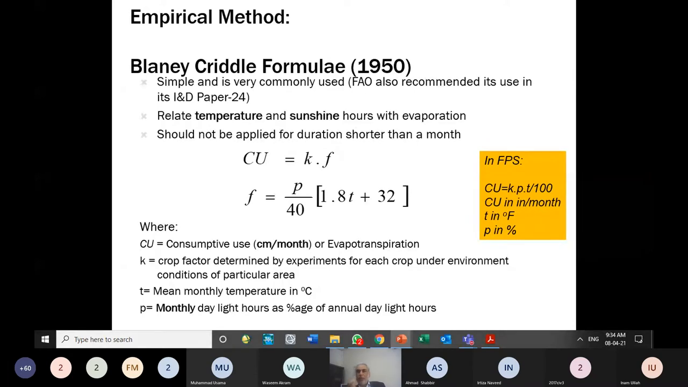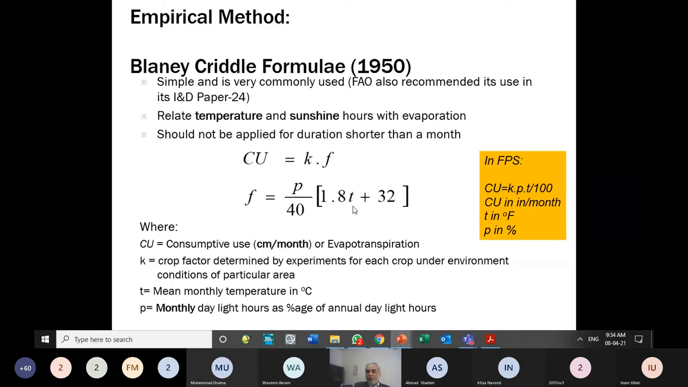He did not recommend using it on a daily basis, but now people are using it on a daily basis also. He recommended it for estimation of consumptive use, and we know that 99% of consumptive use is evapotranspiration. Sometimes I will call it evapotranspiration, sometimes consumptive use. So consumptive use on a monthly basis was estimated by Blaney-Criddle using two factors: percentage sunshine hour of that place and the temperature of that place.